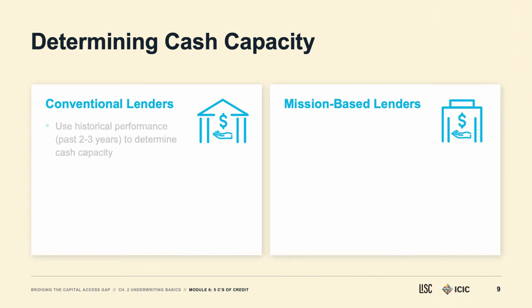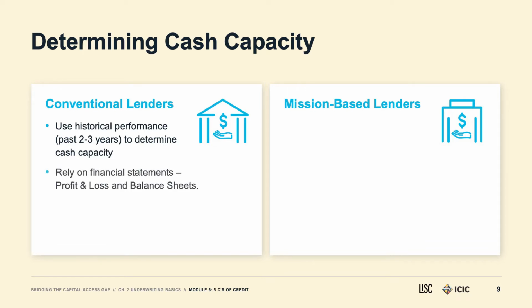In determining cash capacity, you may see a difference in your area between the mission-based lenders and the conventional or traditional lenders. Conventional lenders are more likely to use historic performance, the past 2 or 3 years of historic profitability performance, to determine whether there's capacity for the loan that they're analyzing. And they like to rely on financial statements, profit and loss and balance sheets, these more sophisticated documents that established business owners can produce. And they're looking for the business to pay back the loan.